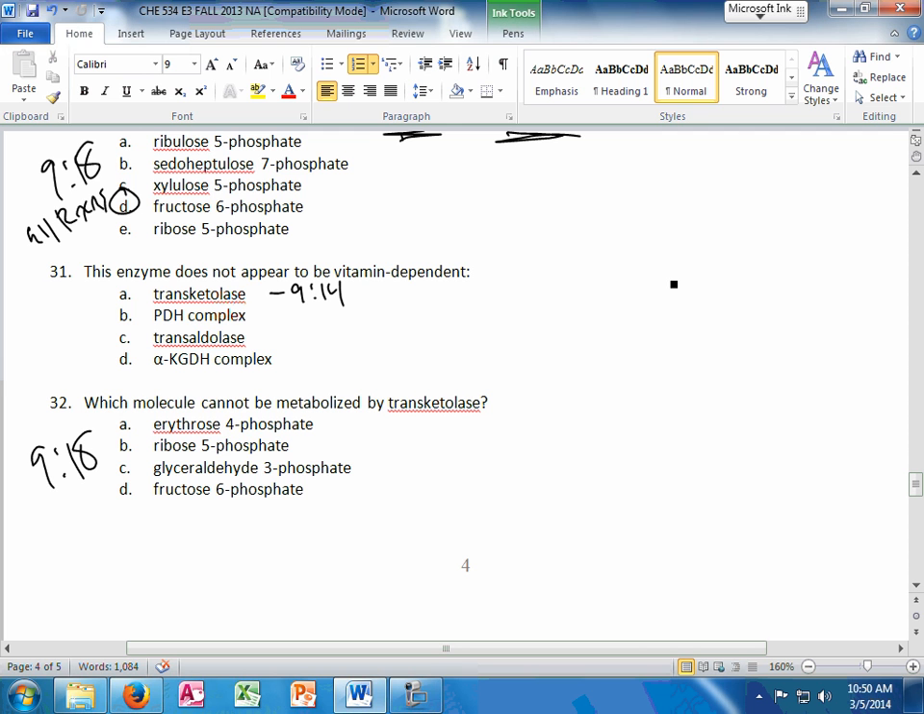Which enzyme does not appear to be vitamin dependent? It could be transaldolase. TK on this slide shows it's a TPP enzyme, which means it's thiamine dependent, B1. And PDH and alpha-ketoglutarate dehydrogenase are both vitamins 1, 2, 3, and 5.